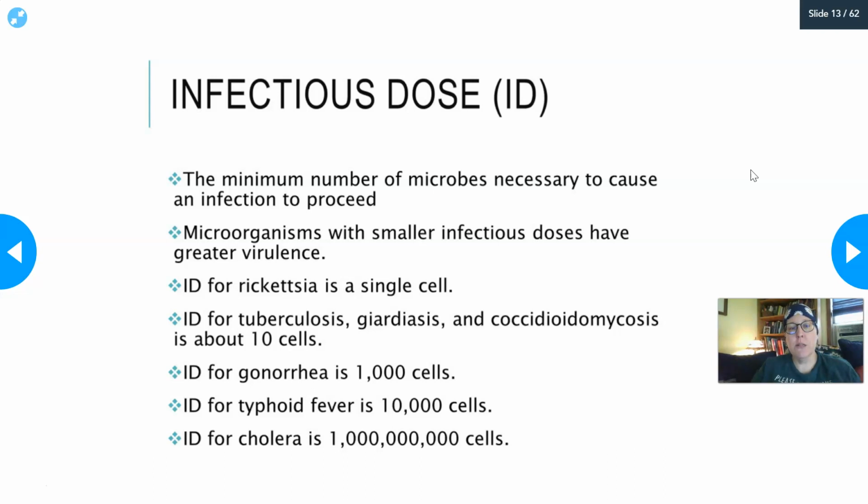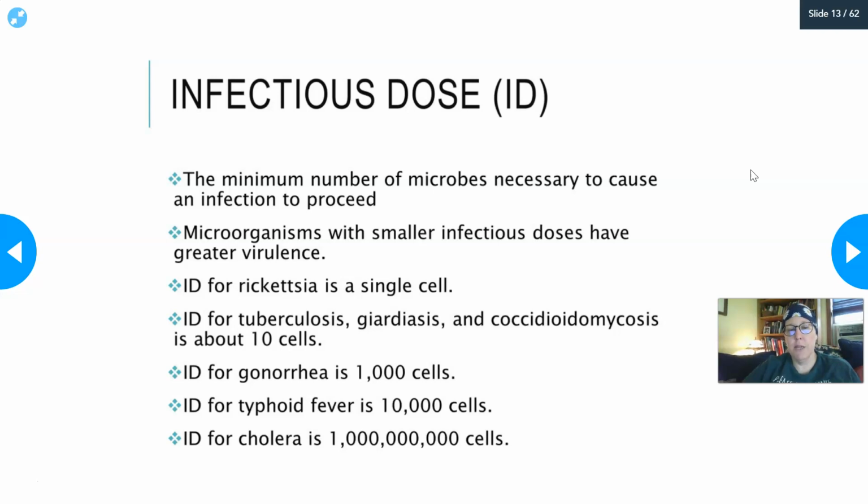An infectious dose is the minimum number of microbes necessary for an infection to proceed. Microorganisms that have small infectious doses have greater virulence, right? If it takes just a few to cause a disease, then it is quite easy for it to establish infection. So the infectious dose for rickettsia, for example, is a single cell. You get that through tick bites. So one tick bite can give you rickettsia, which gives you Rocky Mountain spotted fever.